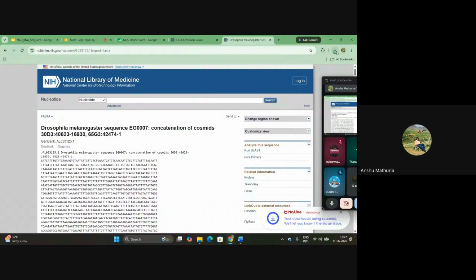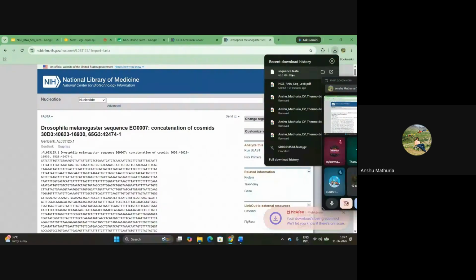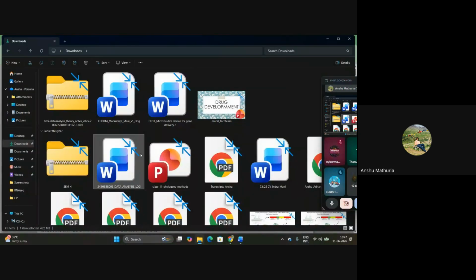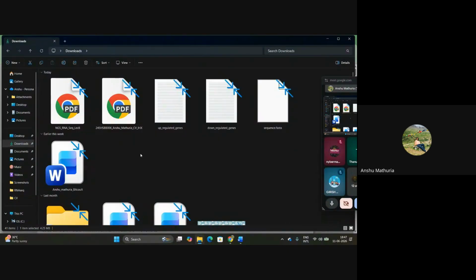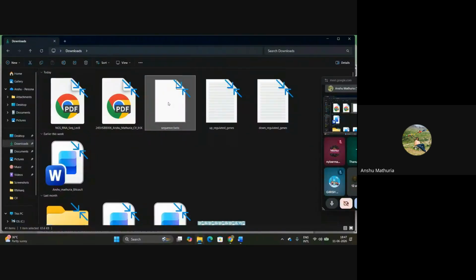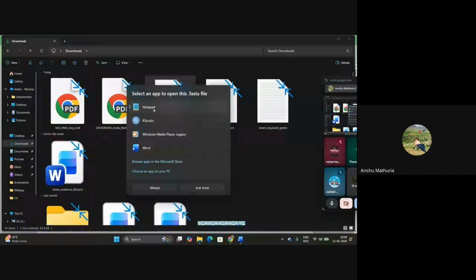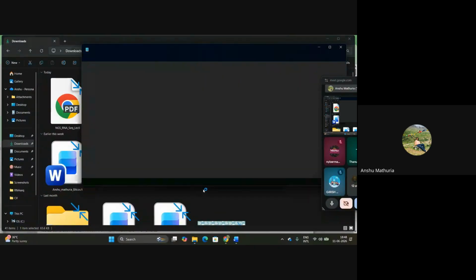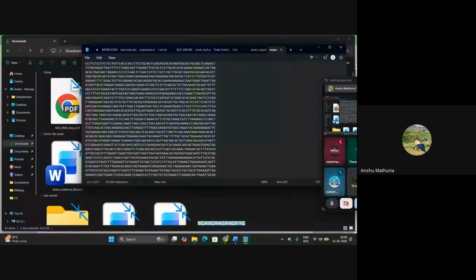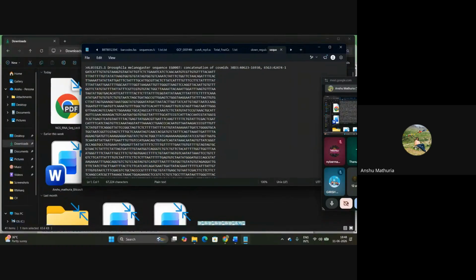Now the file has started to download. You can see that the sequence.fasta has been stored in my files. When I open it, okay, this is the sequence.fasta that got saved. Now I'm going to open it with my notepad. When I open it with notepad, you can see the entire sequence has been stored. So this is what is going to act as your reference genome. If you have to download the reference genome, this is how you are going to download it.